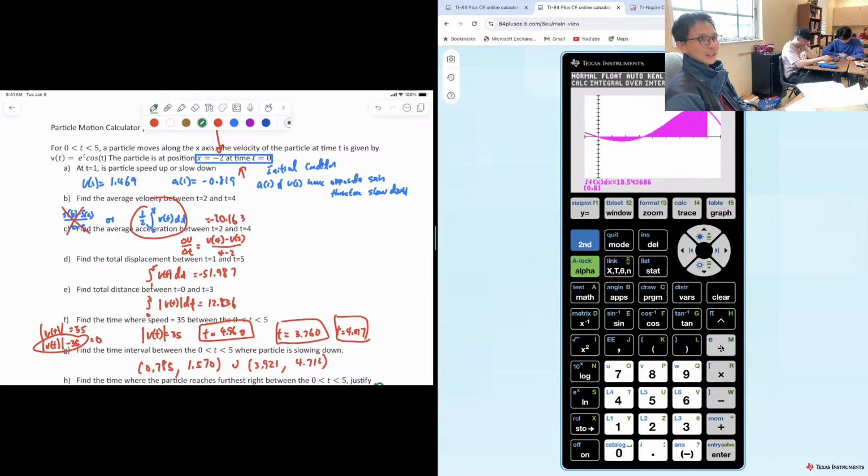Now, average velocity, there are 2 types. There is S of B minus S of A over B minus A, but the position function is never given. So can I just take the integration of V of t? If the integration of V of t is going to be S of t, it'll be S of 4 minus S of 2 over 1/2. The same thing is 1/2 times the integration between 2 to 4 of V of t dt. So that's equal to negative 20.163. Anybody have questions so far?